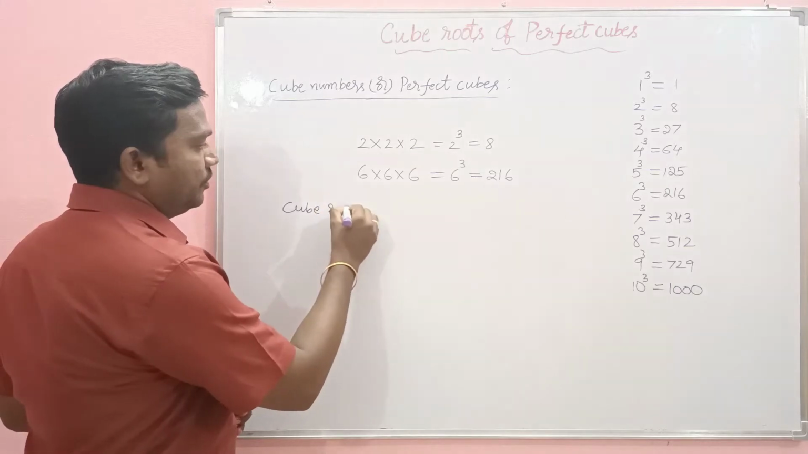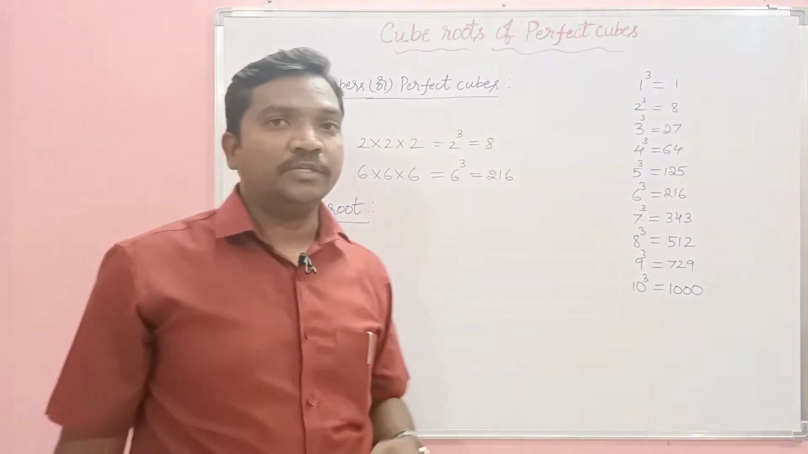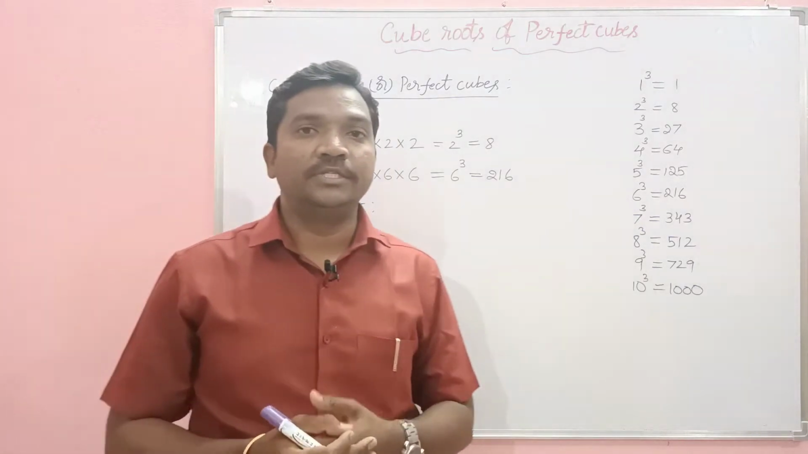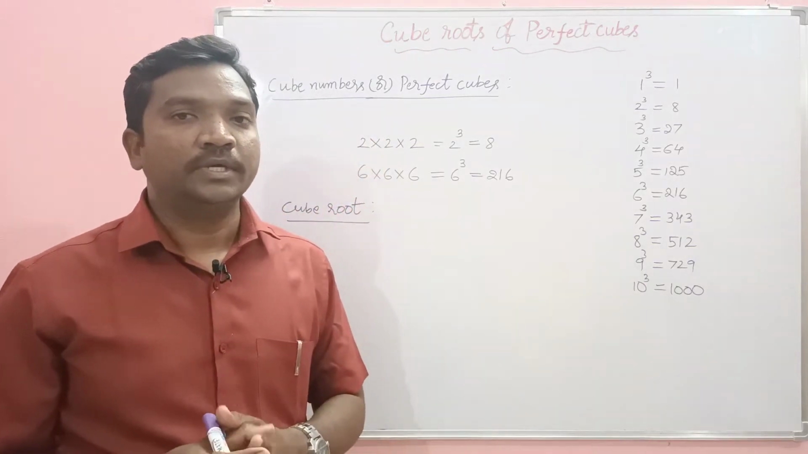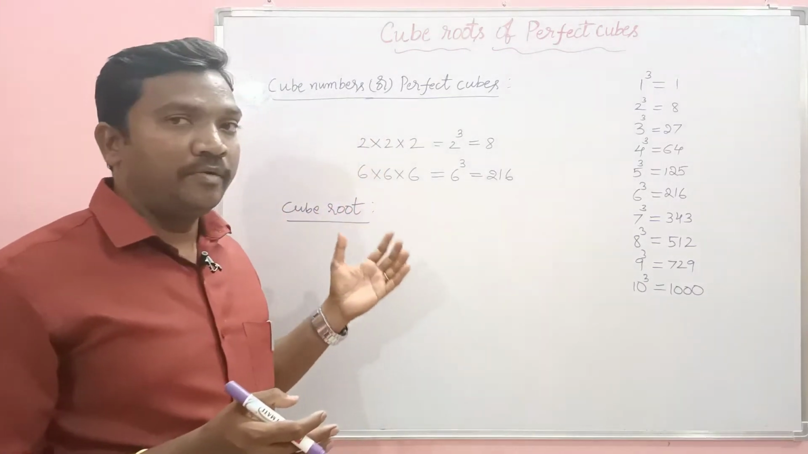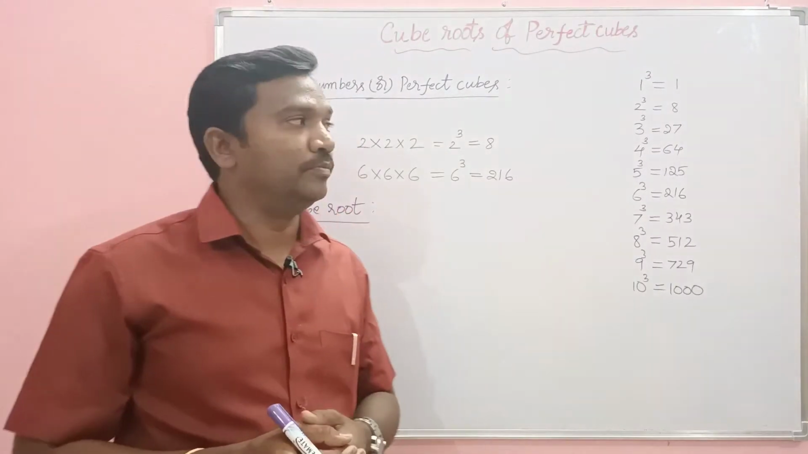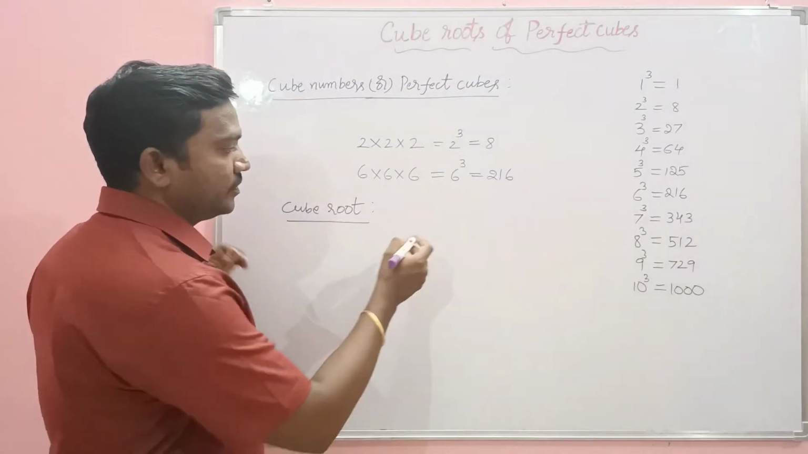What is cube root? In my last video, I have already discussed that finding a square root is nothing but the inverse operation of finding a square. Similarly, here also, finding a cube root is nothing but the inverse operation of finding a cube. What does it mean? Let us see some examples.